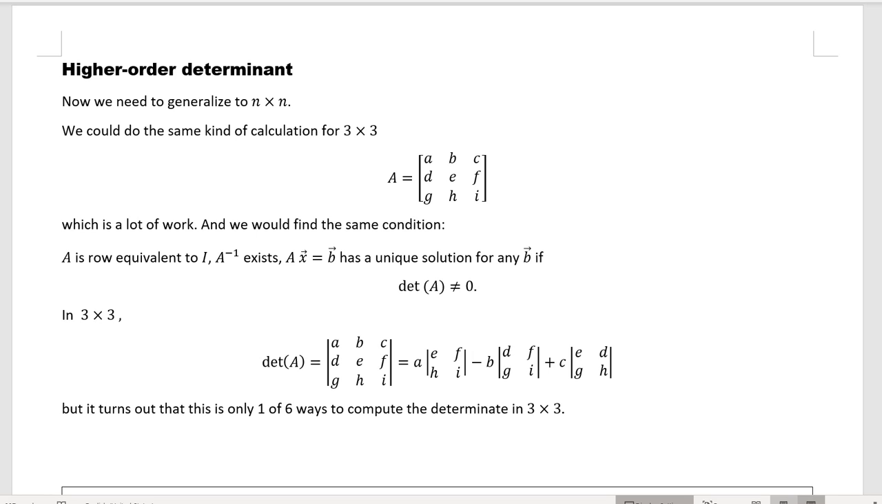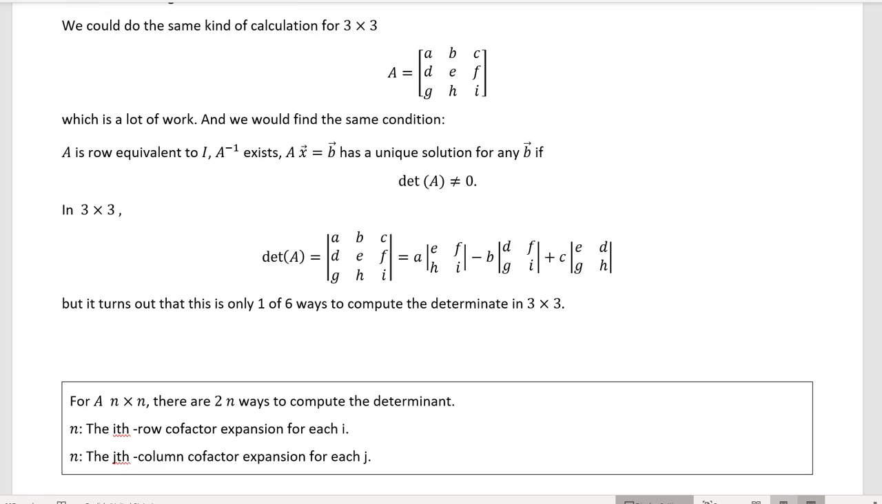So we could do the same kind of calculation for a 3x3 matrix, which is a lot of work. And we will find the same conditions: A is row equivalent to the identity matrix, if and only if the inverse matrix exists, if and only if the linear system has a unique solution, if and only if the determinant of matrix A is not 0. So these statements are equivalent.